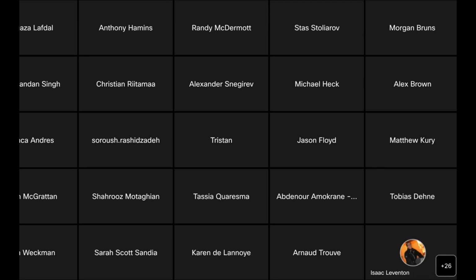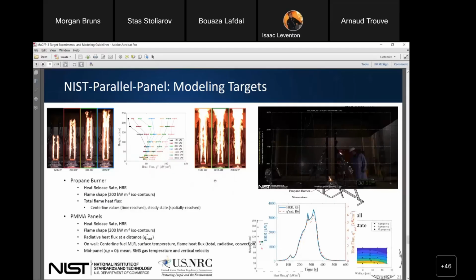All right, so apologies for technical difficulties, something with WebEx on my end. We were describing a new parallel panel test setup, which is another fire growth scenario similar to the SBI test that Stas just described. These panels are slightly larger. So we are looking at 2.5 meter tall panels that face one another, ignited at their base. Perfect. Would you go back one slide, please?